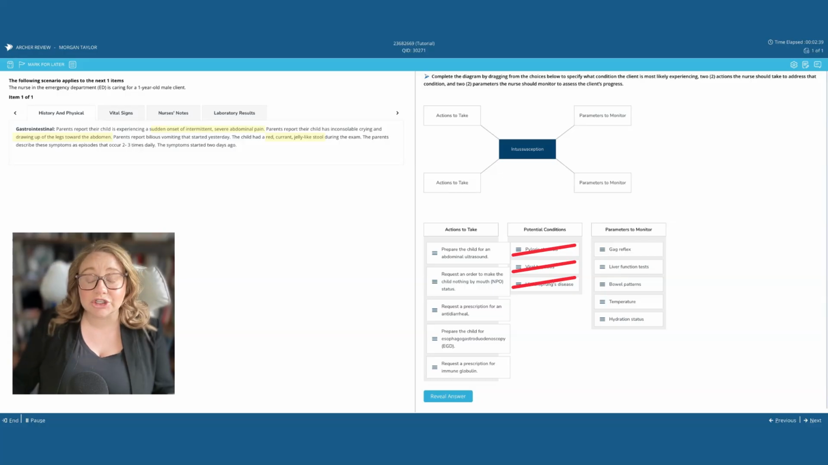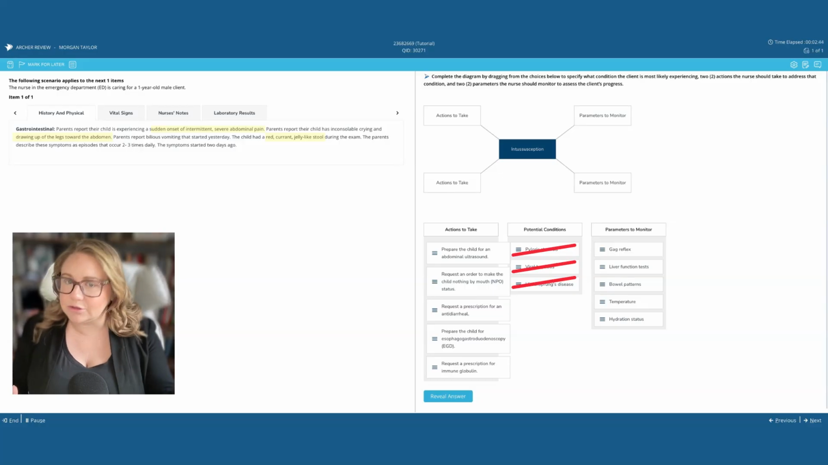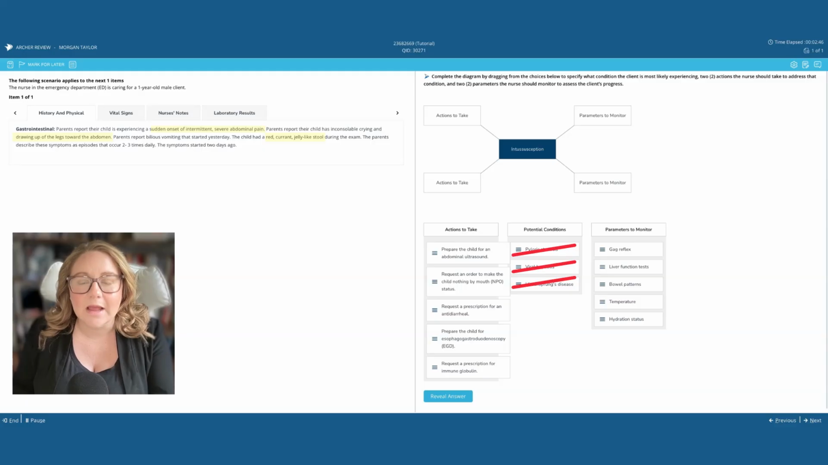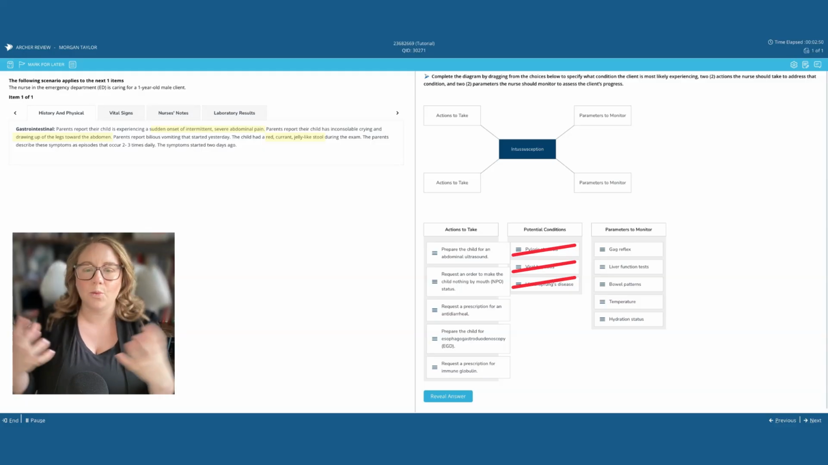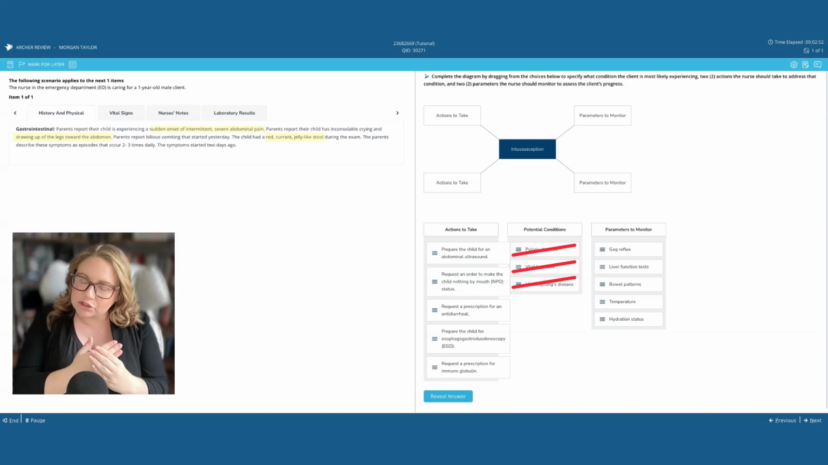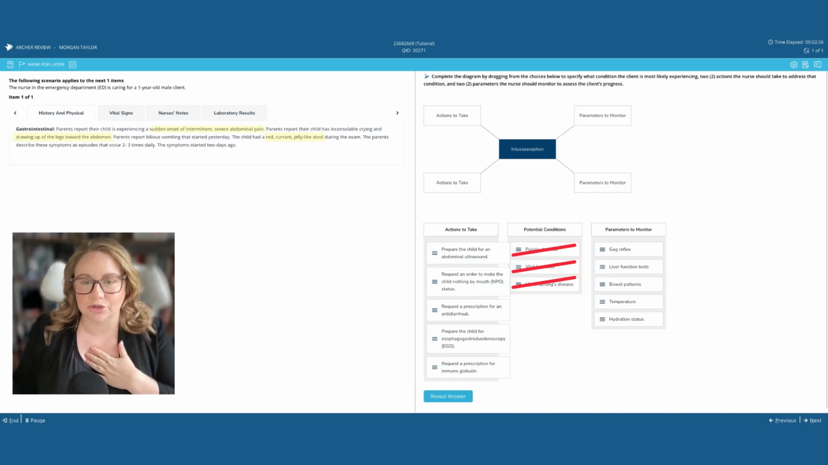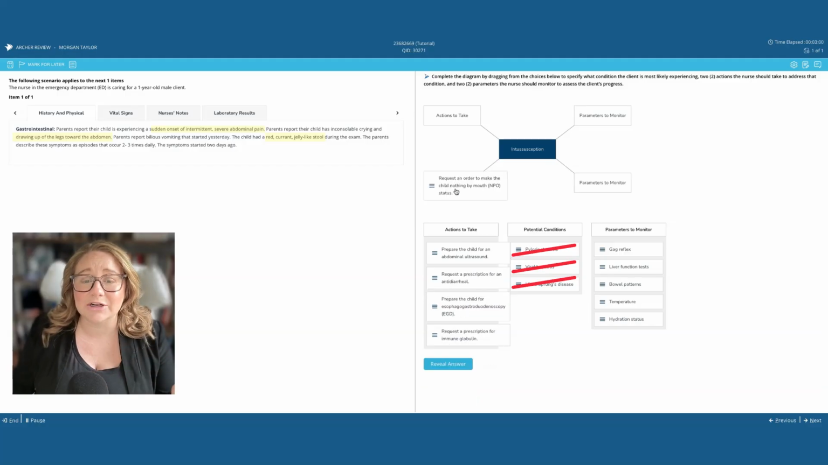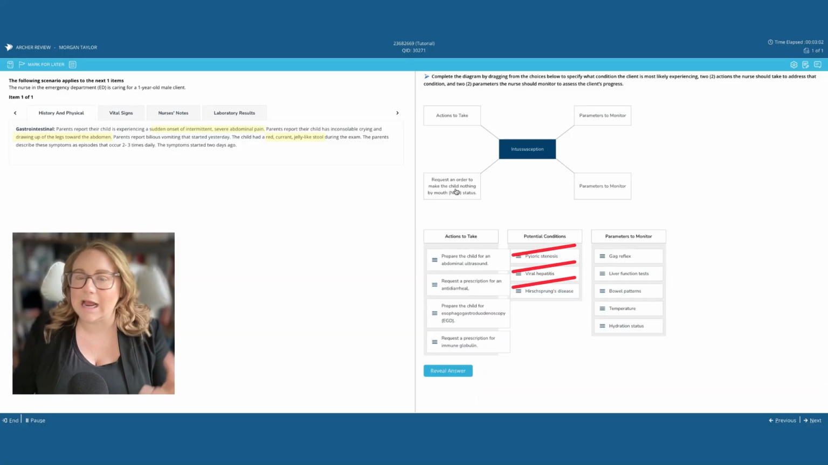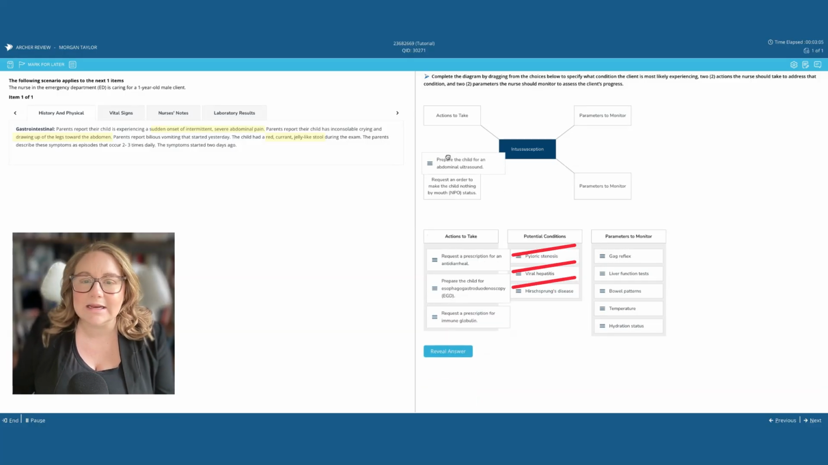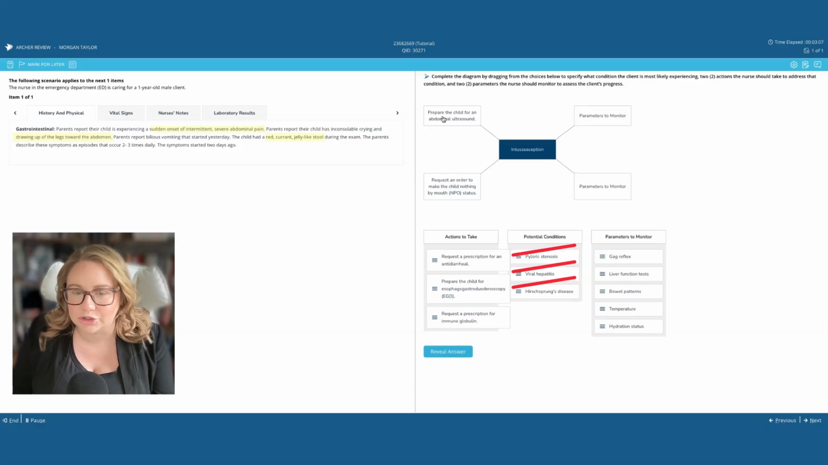And now, what actions do you take? I want to find something that A, diagnoses the problem, and then B, prevents major complications. With intussusception, we have that bowel that is telescoping inside of each other, and my biggest fear is obstruction. So to prevent that obstruction, I need to make that child NPO. To diagnose the intussusception, I need to do an abdominal ultrasound.